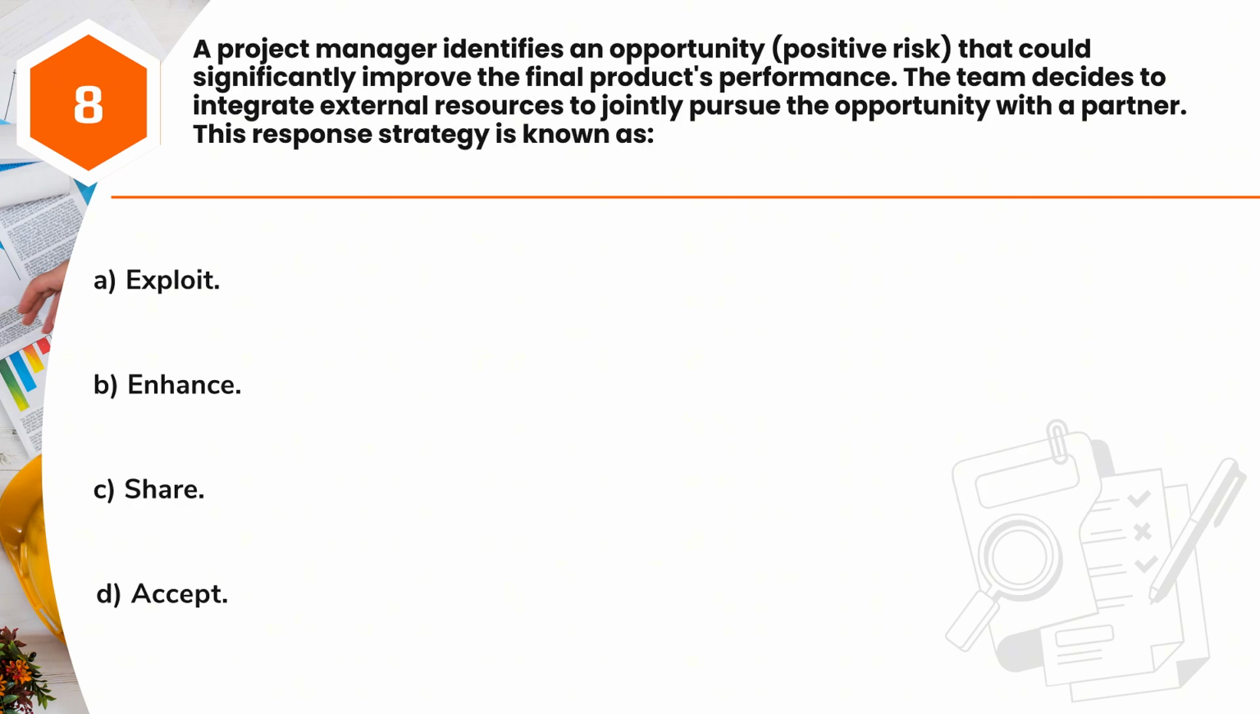Question 8. A project manager identifies an opportunity, positive risk, that could significantly improve the final product's performance. The team decides to integrate external resources to jointly pursue the opportunity with a partner. This response strategy is known as A. Exploit, B. Enhance, C. Share, D. Accept.